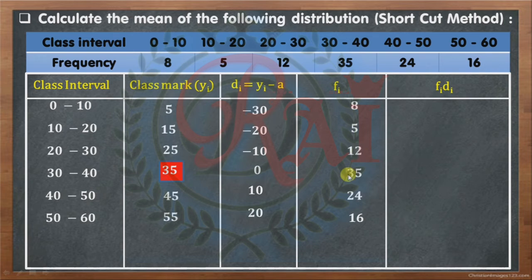Now we'll take the product of fi di. First, the frequency is 35, 35 into 0 is 0. The values of fi di above 0 are negative. So minus 30 into 8 is minus 240. Minus 20 into 5 is minus 100. Minus 10 into 12 is minus 120. 10 into 24 is 240.